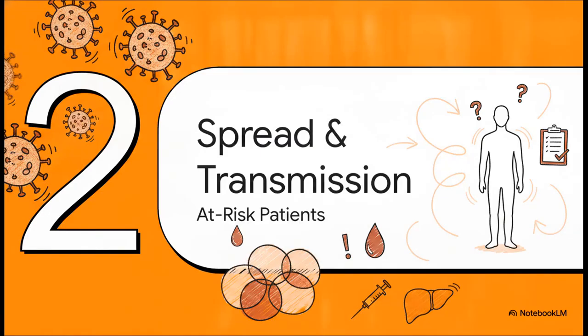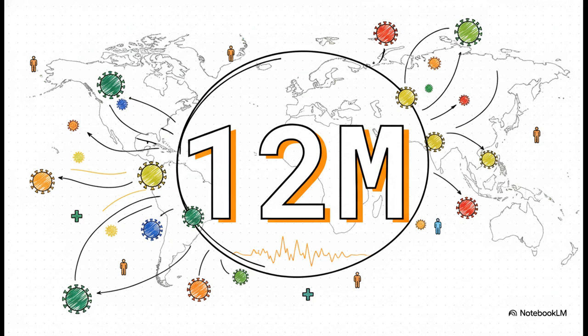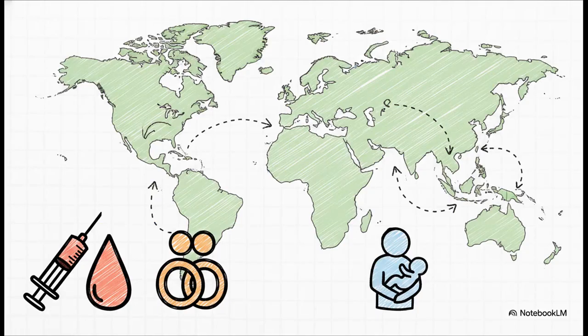Moving on to Section 2, Spread and Transmission, Identifying the At-Risk Patient. 12 million. The current global prevalence of HDV infection is sitting at an estimated 12 million people. I really want that number to just anchor in your mind because it shows just how severe and widespread this disease footprint actually is. It's a massive global health burden. So how exactly does it spread? Well, since it relies on hepatitis B, it shares the exact same transmission routes. We're talking parenteral, sexual, and perinatal.